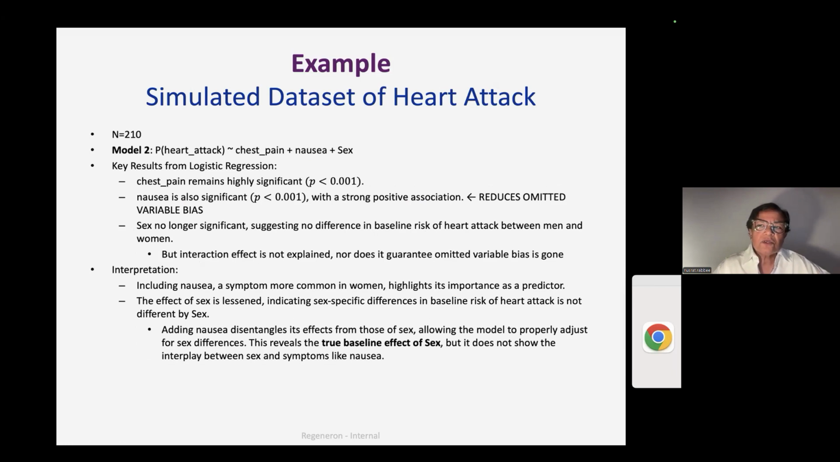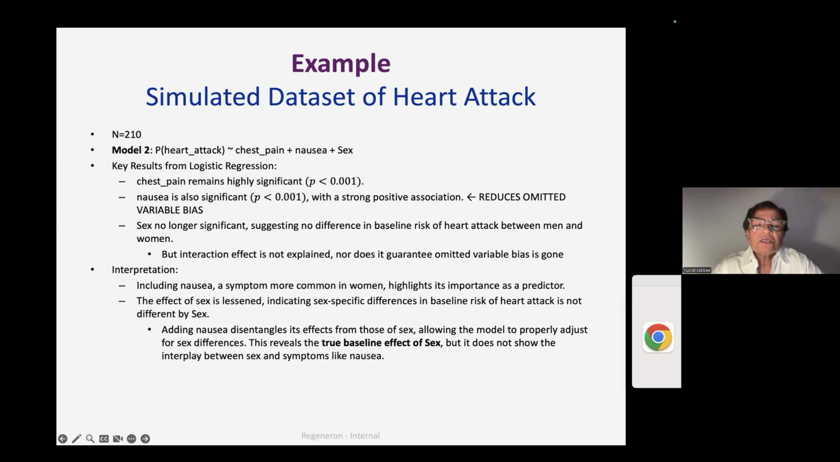So you can only have an association based on the model you have, but you cannot really generalize the whole business of what predicts heart attack. So sex, when I do this, sex is no longer significant, suggesting no difference in the baseline risk of heart attack between men and women. But the interaction, which we know exists because we simulated the data, is not explained by this model. And it doesn't guarantee that the omitted variable bias is gone.